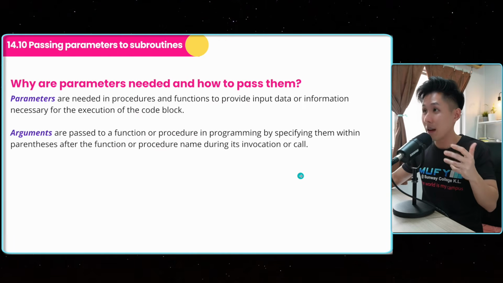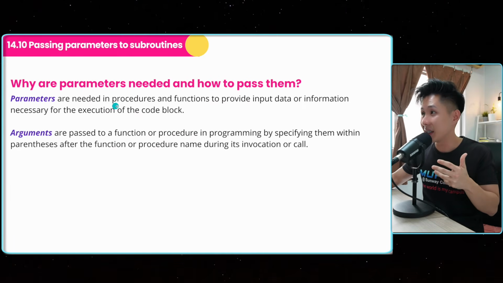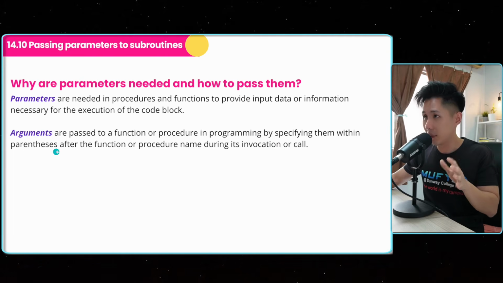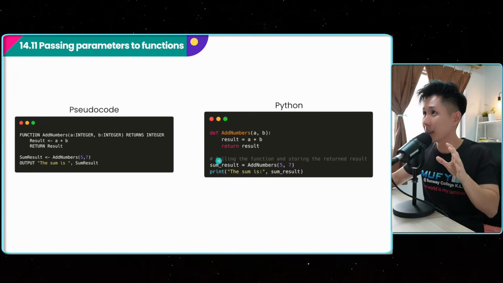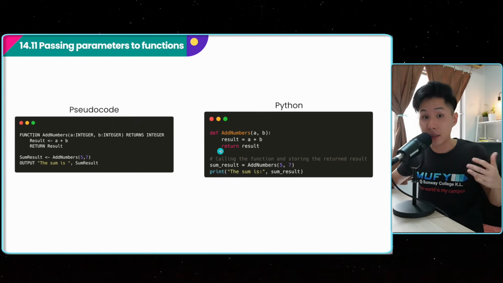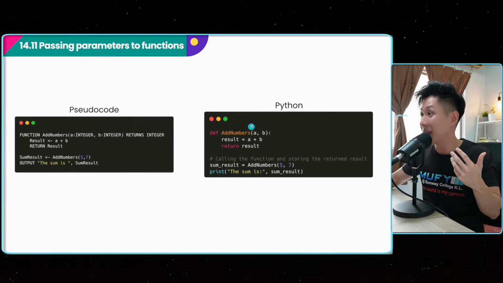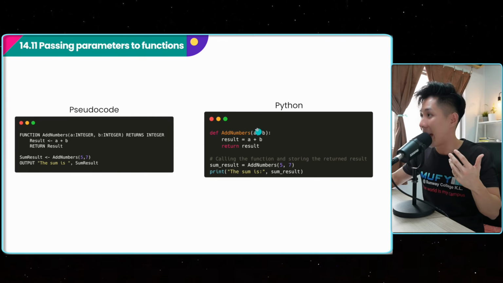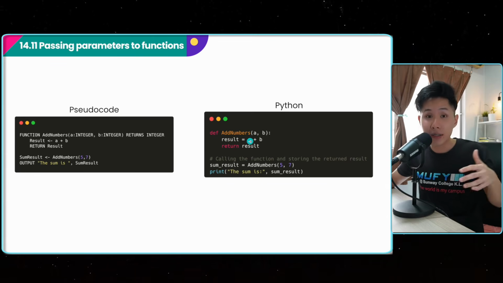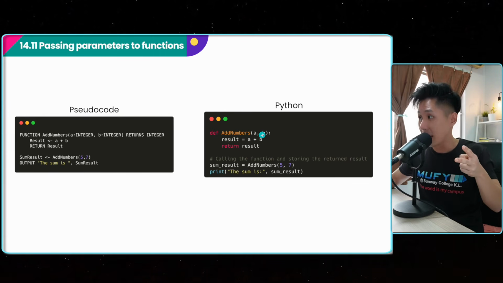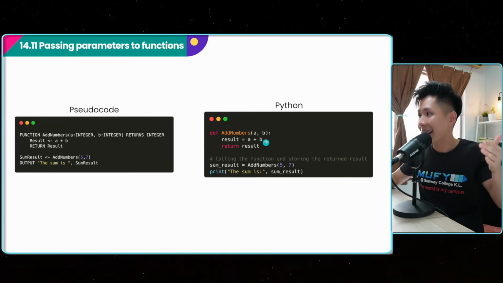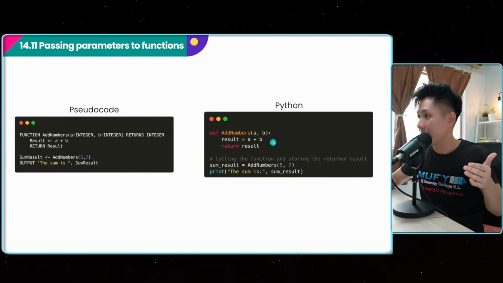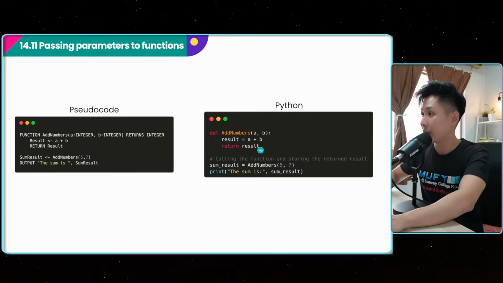Now, let's look into parameters and arguments. Parameters are needed in procedures and functions to provide input, and arguments are passed to a function by specifying them within parentheses. So let's look into how to put a parameter into our functions. All you need to do is add the value inside the bracket. In this case, I want to create a function that adds 2 values, and the 2 values need to be provided when the function is called. So I use a and b, result equal to a plus b, and return the result back to the code.